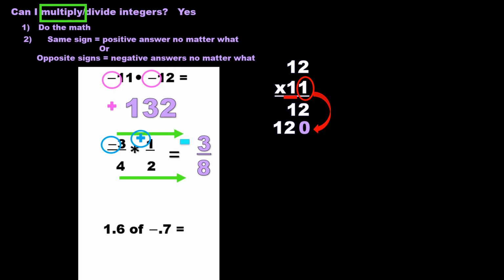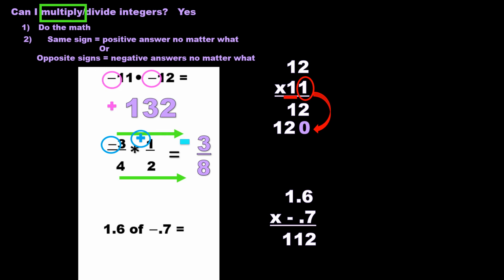Multiplying decimals. Can I multiply decimals? Yes. What do I do? I do the math first, then I count decimal spaces. So when I stack them, then I'm going to multiply, and I have 7 times 16, which is 112. Now, don't just bring down your decimal, because that's going to end up with 11.2, which is not the answer.